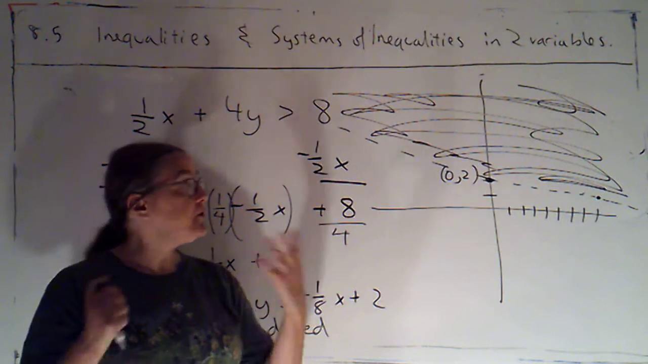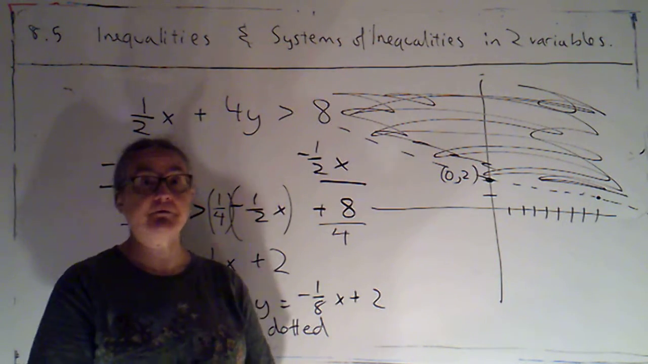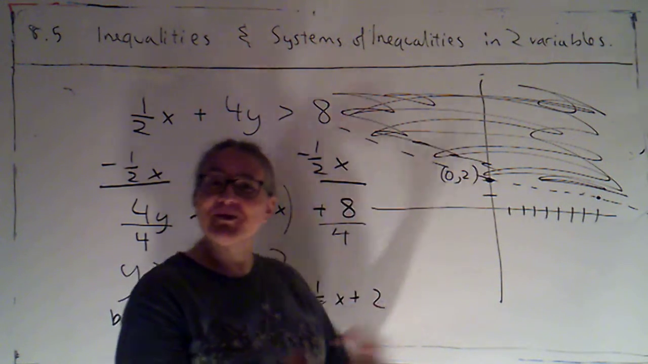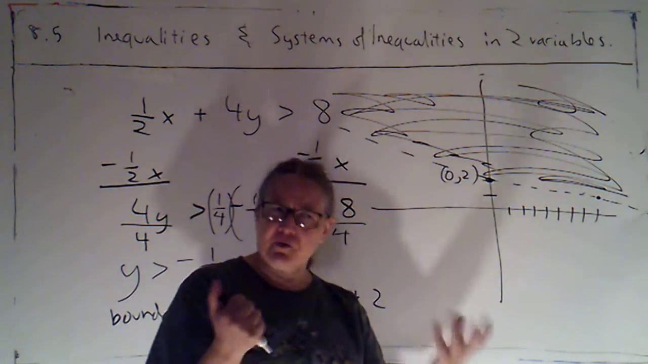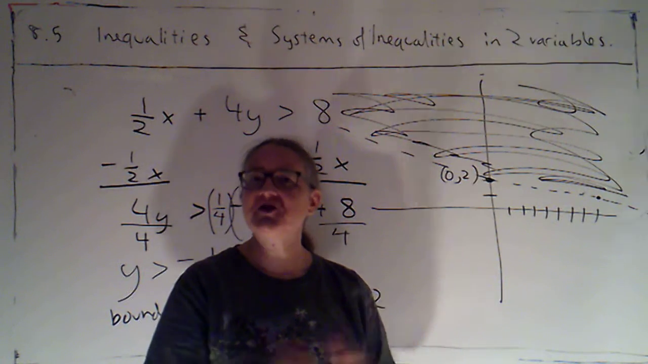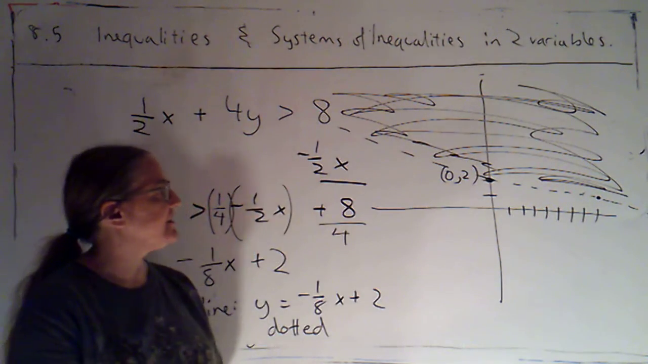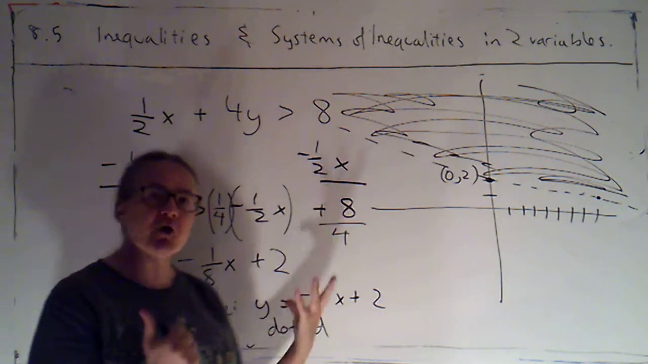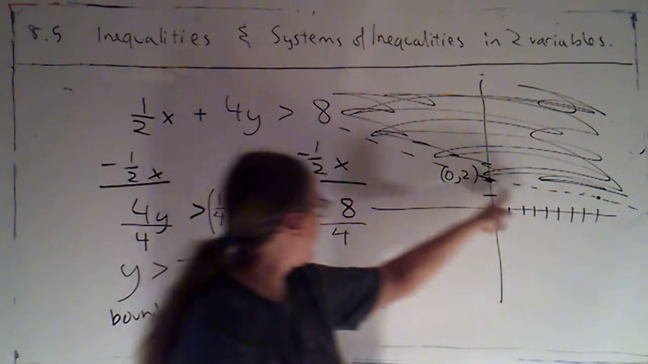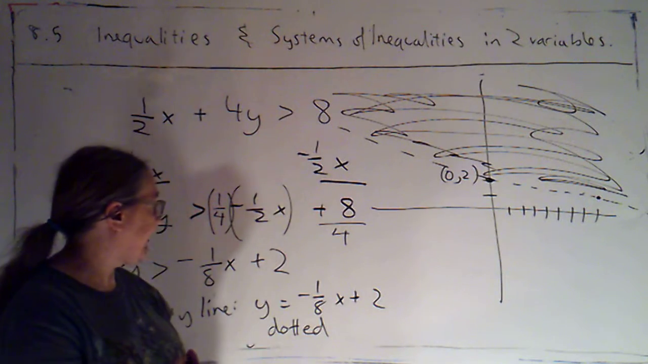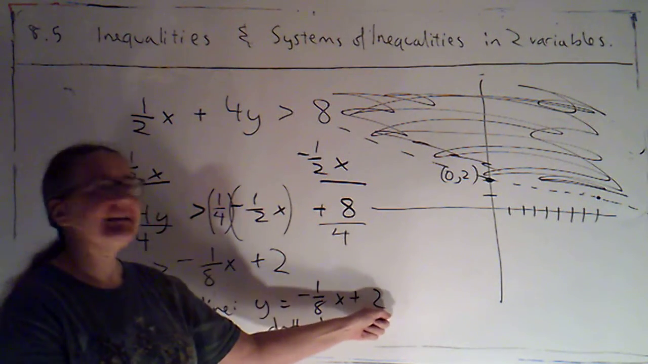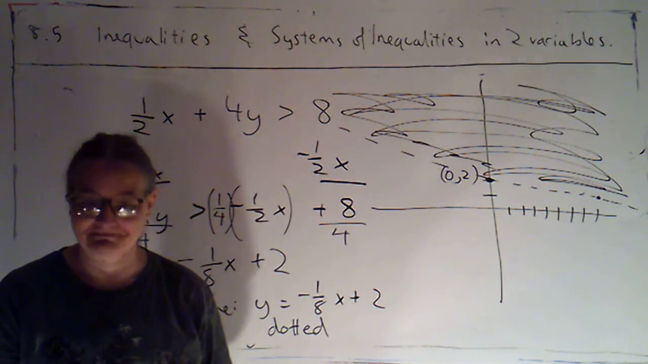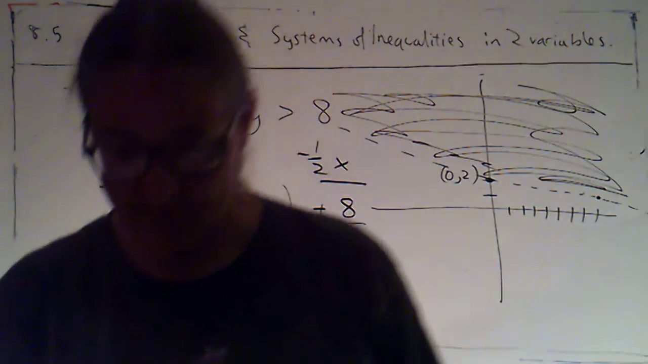Totally fine if you used some other options for figuring that out. If you had used the origin as a test point, when you plug it in and say, is that true or false, you should have gotten false. The origin does not make the inequality true, so we did not shade that side. But however you got there, your boundary line should be this dotted line of slope negative 1/8 and y-intercept 0, 2, and you should have shaded above.